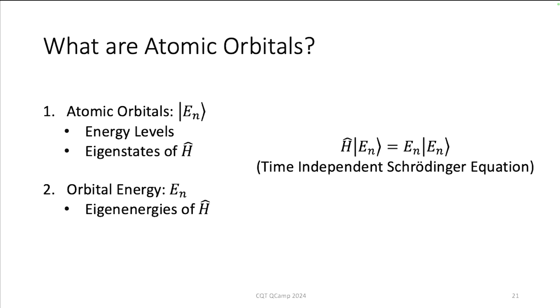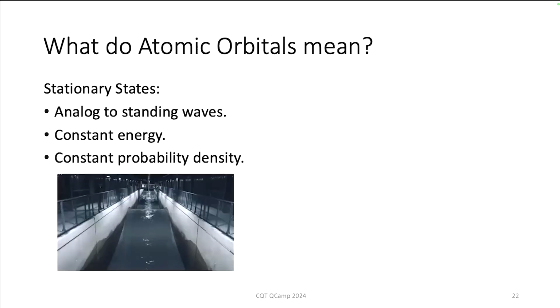In chemistry, they are called the atomic orbitals. So what are atomic orbitals? What do they actually mean? It means that the wave function, or the probability wave function, does not change in time. It has a constant energy and is analogous to a standing wave in classical mechanics. So you see the wave, and although it's oscillating, it does not travel across the medium. In this case, it is standing. It is not moving in the sense that it's translating across space.